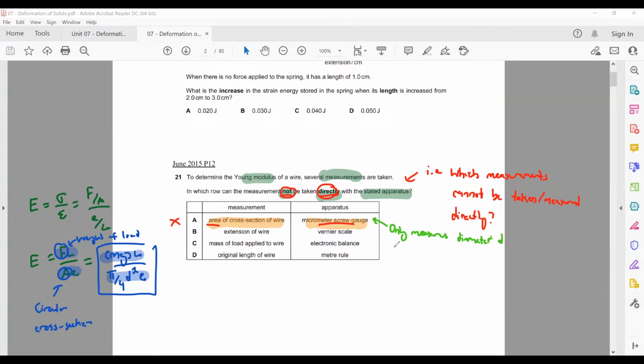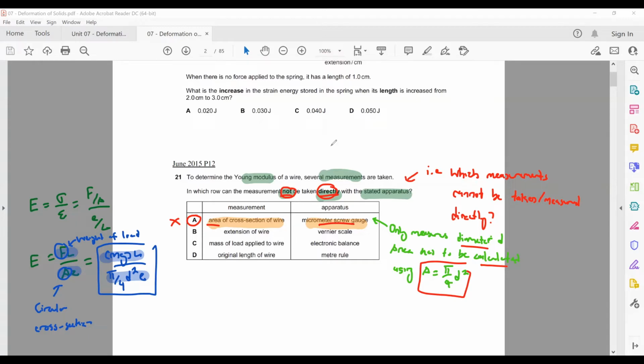The area has to be calculated out using A equals pi over 4 d squared. Yes, it is correct to say the micrometer screw gauge will need to be used in order for you to find the area, but it will not give you the area directly once you use the micrometer screw gauge. It actually only gives you the diameter. And then from there, you need to calculate it out using this equation. So A is actually supposed to be the answer. You cannot measure the area directly using micrometer screw gauge.